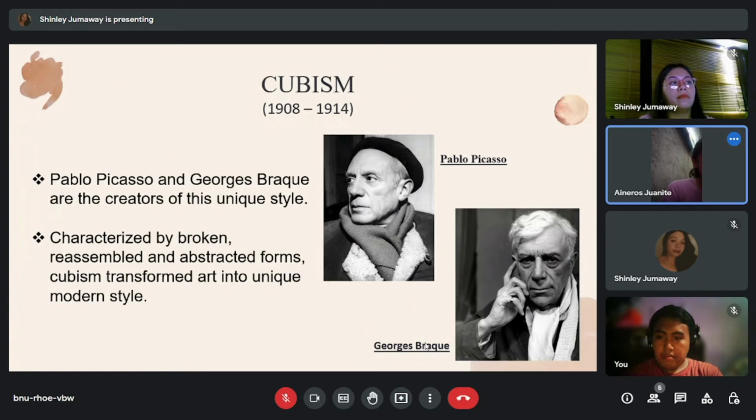Cubism. Pablo Picasso and Georges Braque are the creators of this unique style, characterized by broken, reassembled, and abstracted forms. Cubism transformed art into a unique modern style.